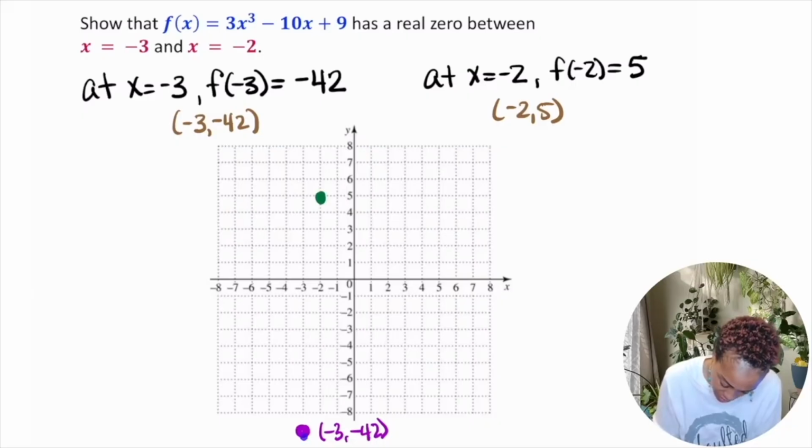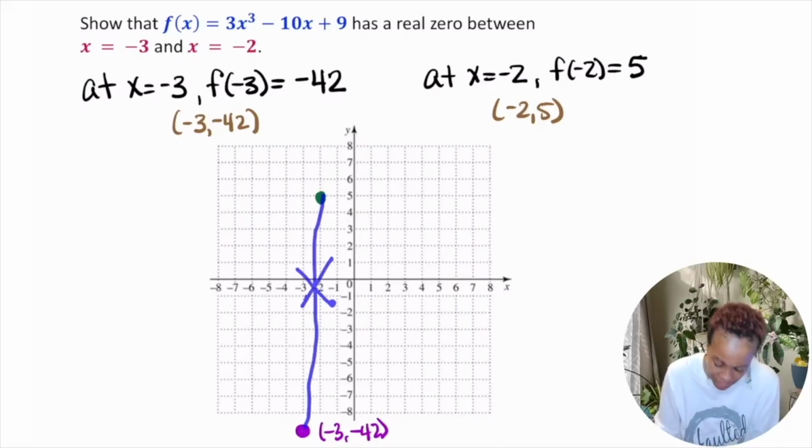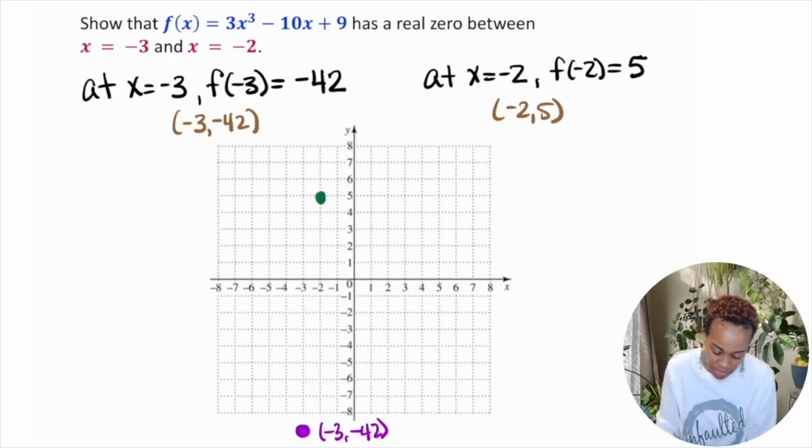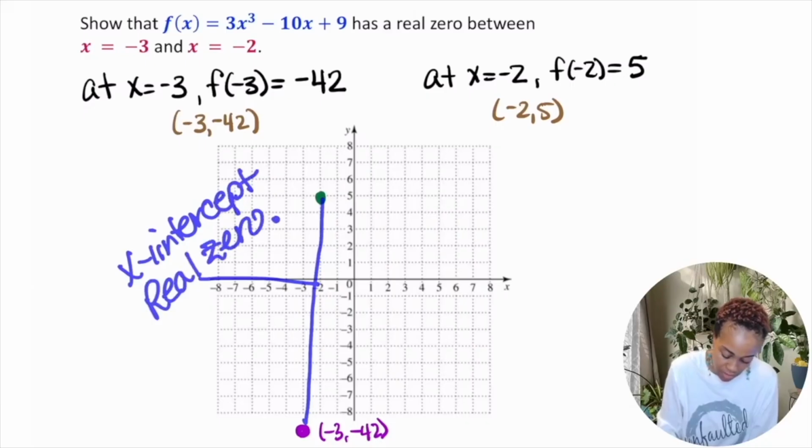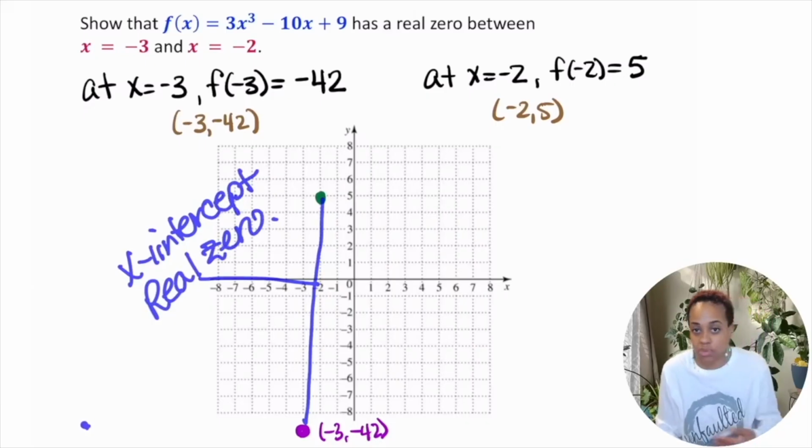In order to get from this point to this point, you have to cross the x-axis. So that means because you cross the x-axis, there has to be an x-intercept. And if there's an x-intercept, you have a real 0, meaning it's a real number. It's not an imaginary number. That's what the intermediate value theorem says.